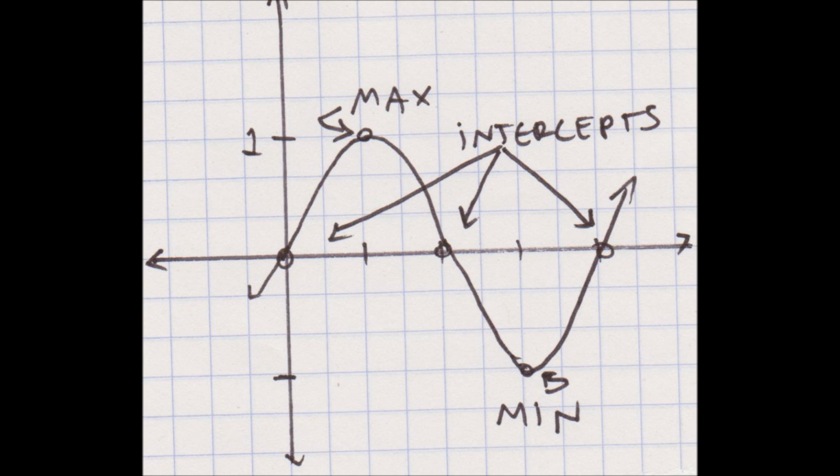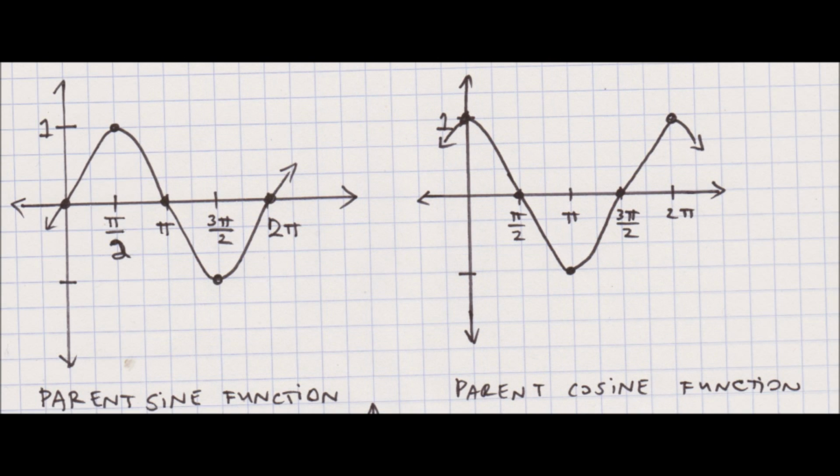As you can see by the diagram, to graph these by hand, you need 5 points. After that, the pattern repeats. All sine and cosine graphs follow a similar pattern. The parent functions are as follows.